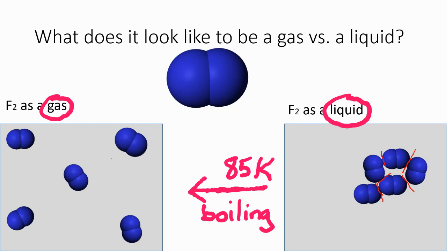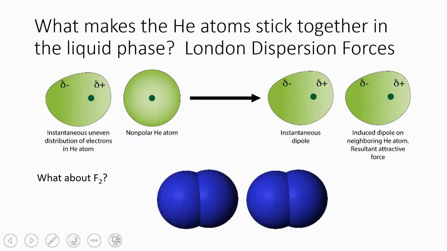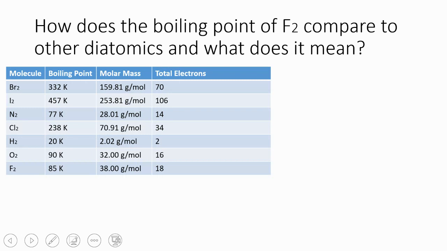For fluorine, it happens at 85 Kelvin, so kind of mid range amongst all of the diatomics that we had on our list. But if I go back, what that means is it's much, much harder to break the intermolecular forces, the London dispersion forces in iodine, than it is in something like hydrogen. Well, why is that? Well, I think the best clue is over in the right-hand column.